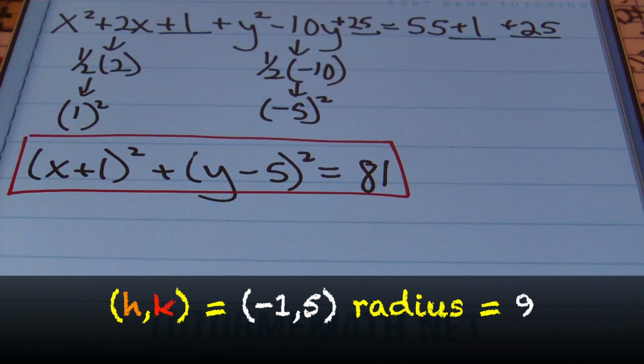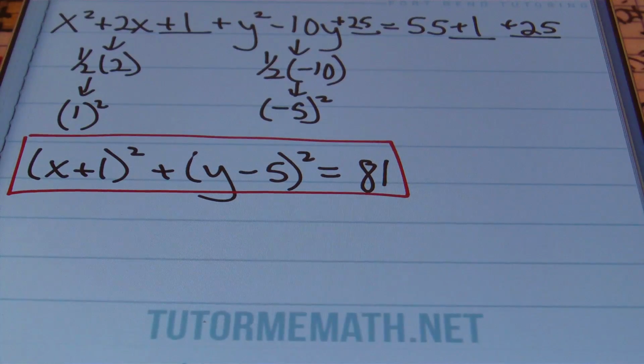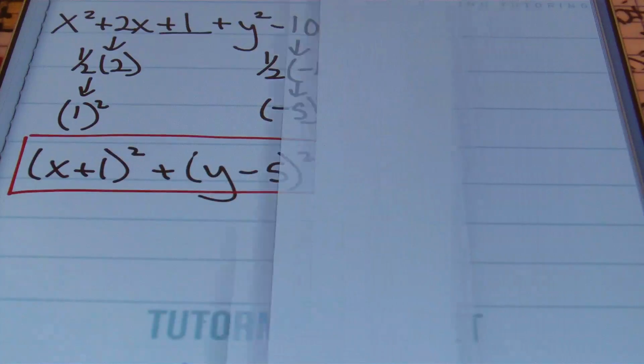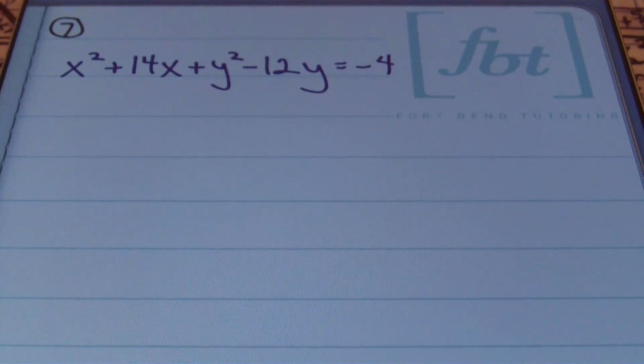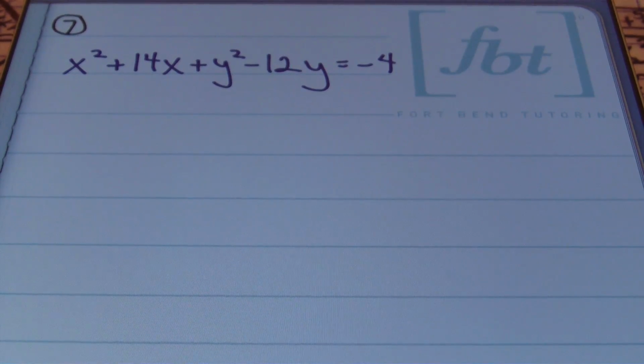That was problem number 6, ladies and gentlemen. I had a red box, and we're moving on to problem number 7 now. I have 2 more problems. All right. Next up, we have problem number 7. With problem number 7, we have x squared plus 14x plus y squared minus 12y equals -4. We want to put this equation into standard form, aka center radius form.